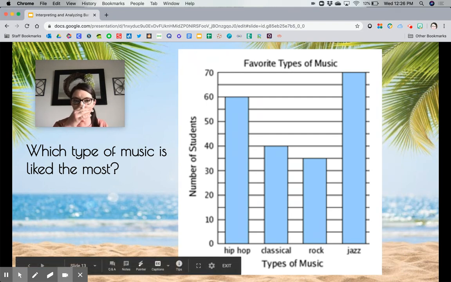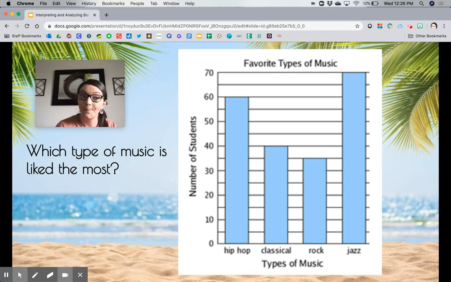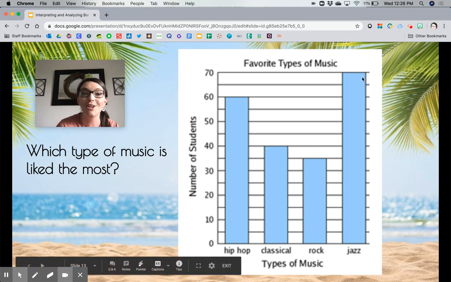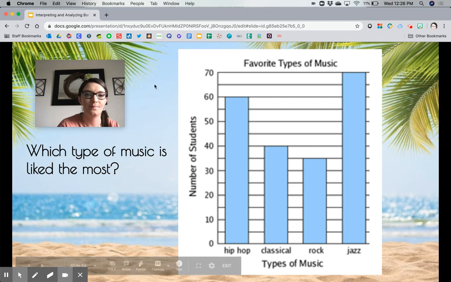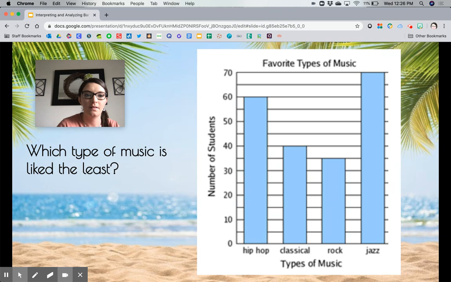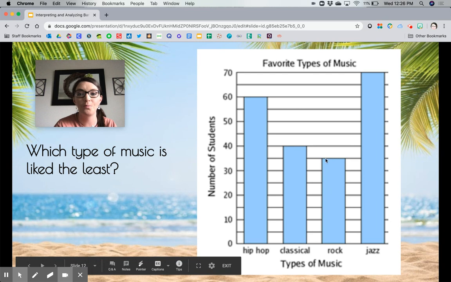Which type of music is liked the most? Hope you picked jazz, because if you look at the bars, jazz has the highest number of votes. Which type of music is liked the least? Hope you picked rock, because if you look at the bars, rock has the least, rolling in there at 35 votes. So, way to go.